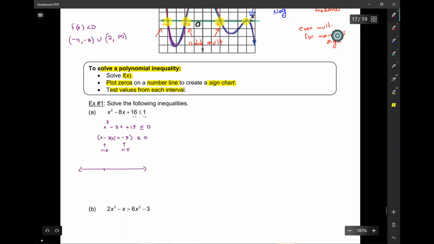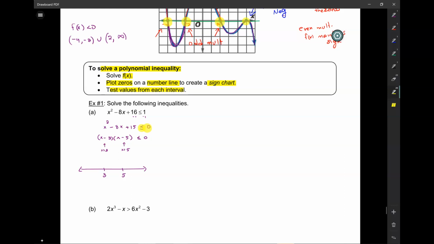I put those on a number line because when I have an inequality, I'm not looking for a value of x. I'm looking for a region where this function is less than or equal to 0 or below the x-axis. So I'm looking for a region, right? Okay.